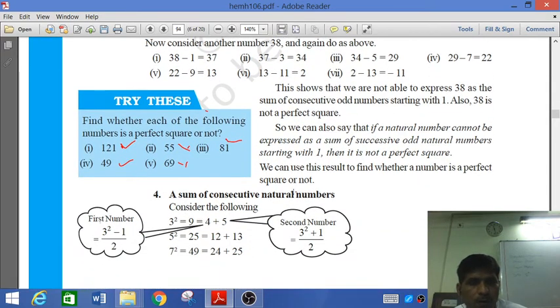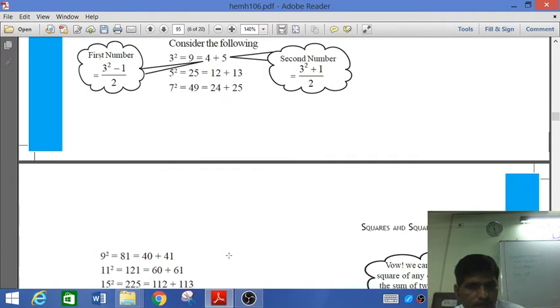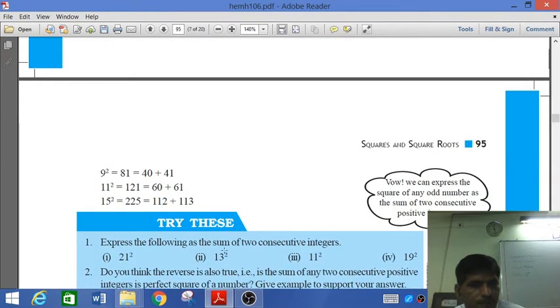Now, sum of consecutive natural numbers. 3 square is 9, so we can say 4 plus 5. 5 square is 25, 12 plus 13. 7 square is 49, 24 plus 25. So it's a triplet. If I want to go further, 9 square is 81, 40 plus 41. 11 square is 121, 60 plus 61. 15 square is 225, 112 plus 113.